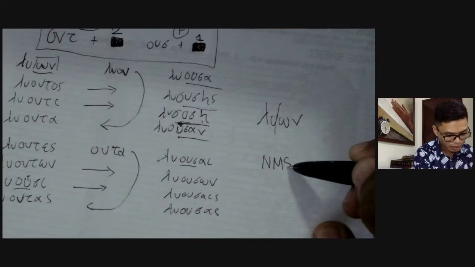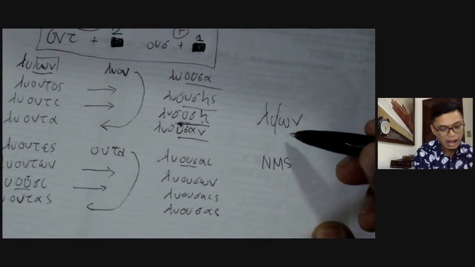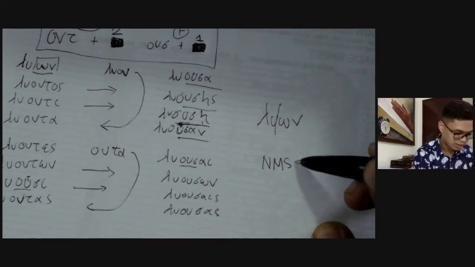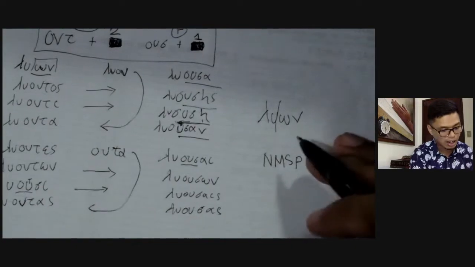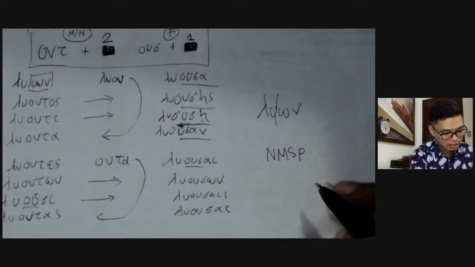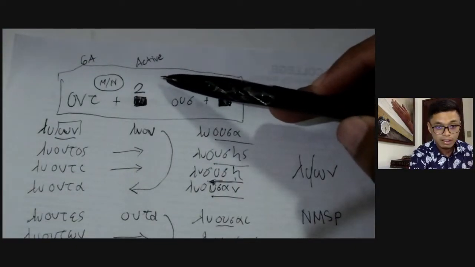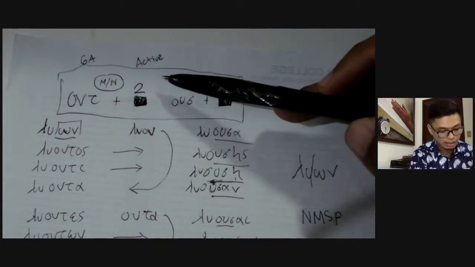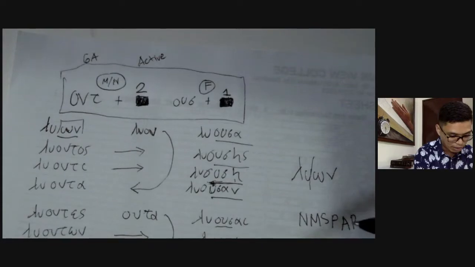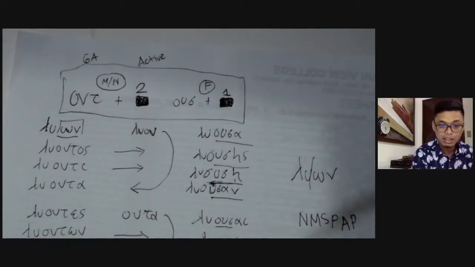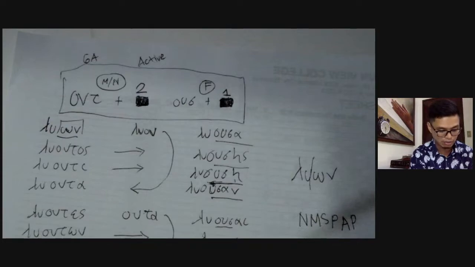Then you look. This is present tense, present, and then these are the active participles right there, active, and so you write active participle. So this is your parsing. Nominative masculine singular, present, active participle.